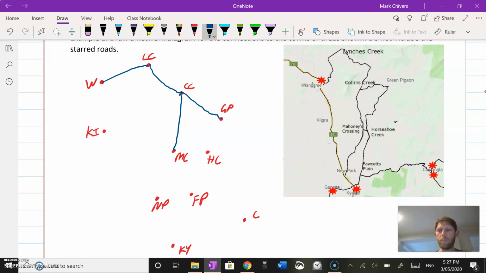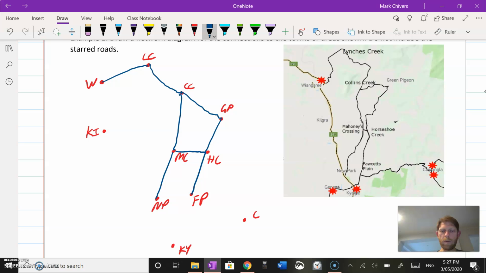And then from Green Pigeon I can go down to Horseshoe Creek, but at the same time Mahoney's Crossing and Horseshoe Creek are joined. And from Horseshoe Creek I can go down to Fawcett's Plain. From Mahoney's Crossing I can go down to New Park. From Fawcett's Plain I can go out.